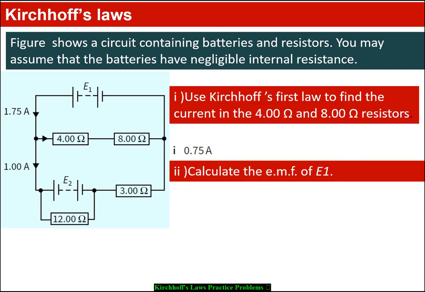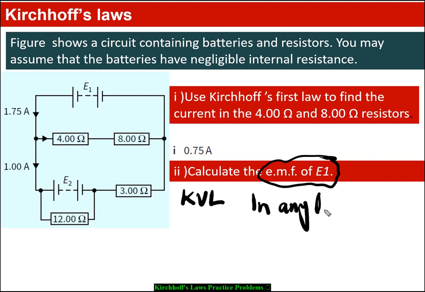The next part is asking us to calculate the EMF of E1, meaning the EMF of battery number 1. How can we calculate the EMF of battery number 1? In order to find E1, we need to understand Kirchhoff's second law. Kirchhoff's second law is also called KVL. According to KVL, in any loop, delta V has to be equal to 0.